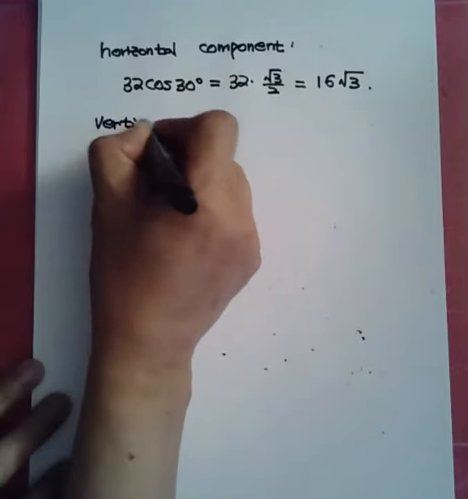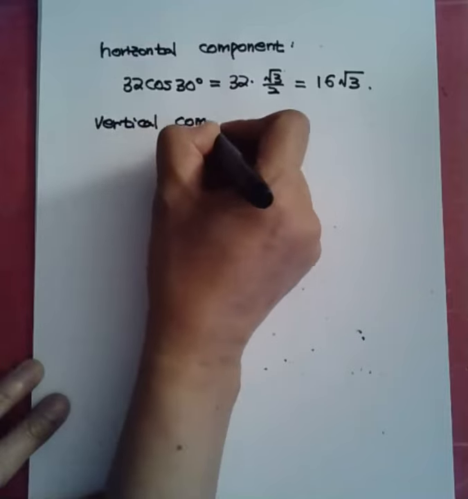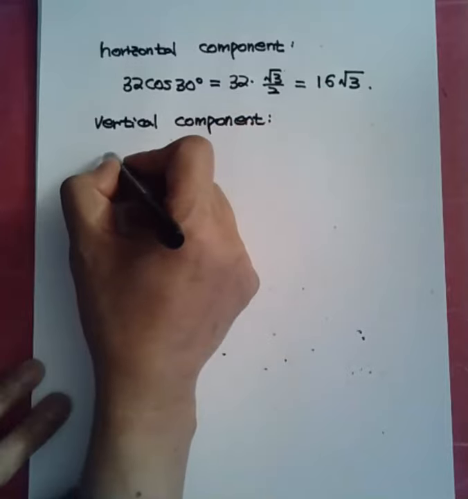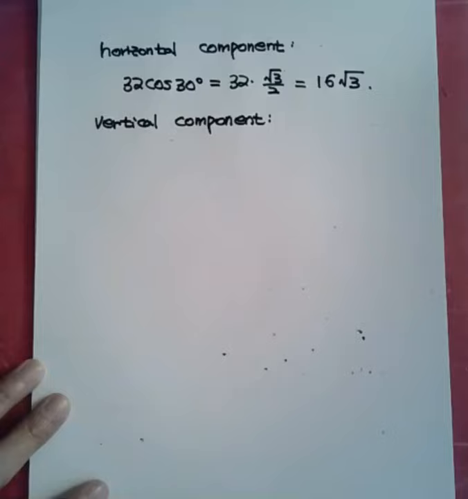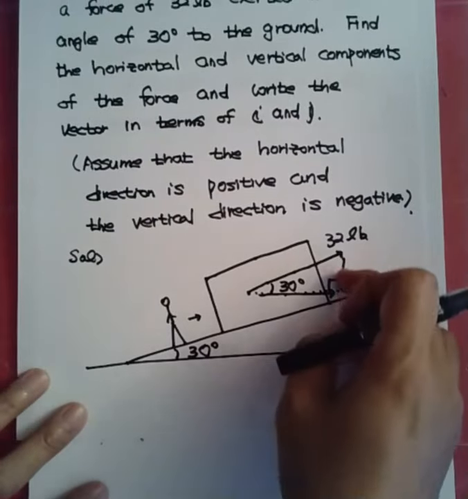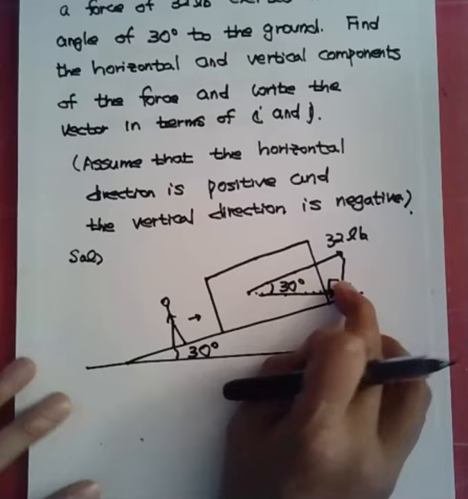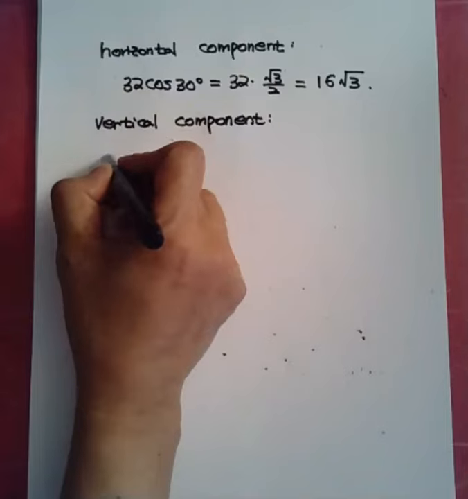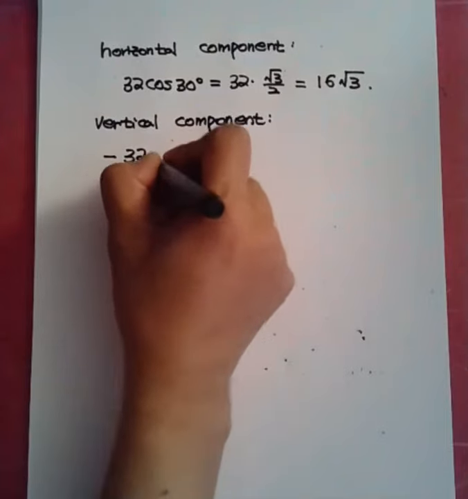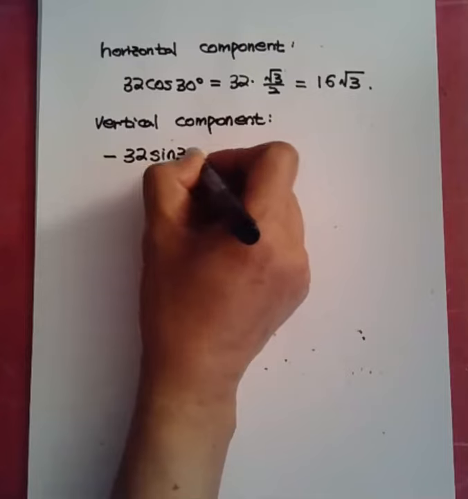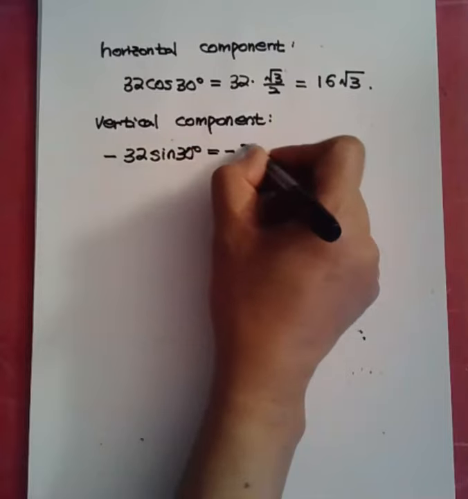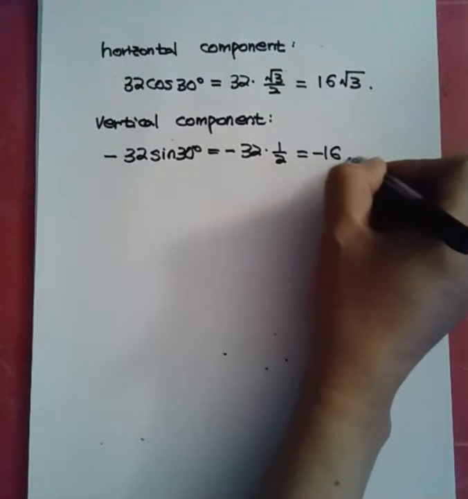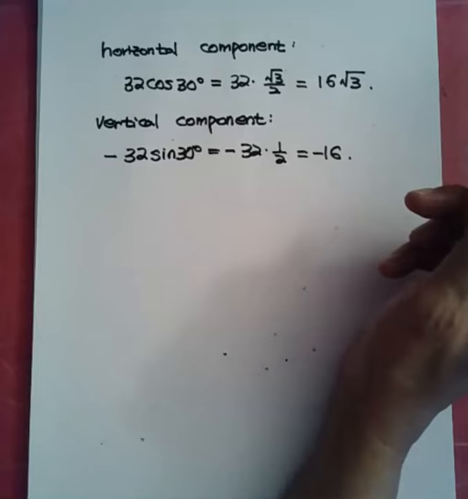And vertical component is, in the picture, the force is toward the ground, which means the vertical direction is negative, so we will put minus here. And then 32 times sine of 30 degrees, so that is minus 32 times 1 over 2, which is minus 16.